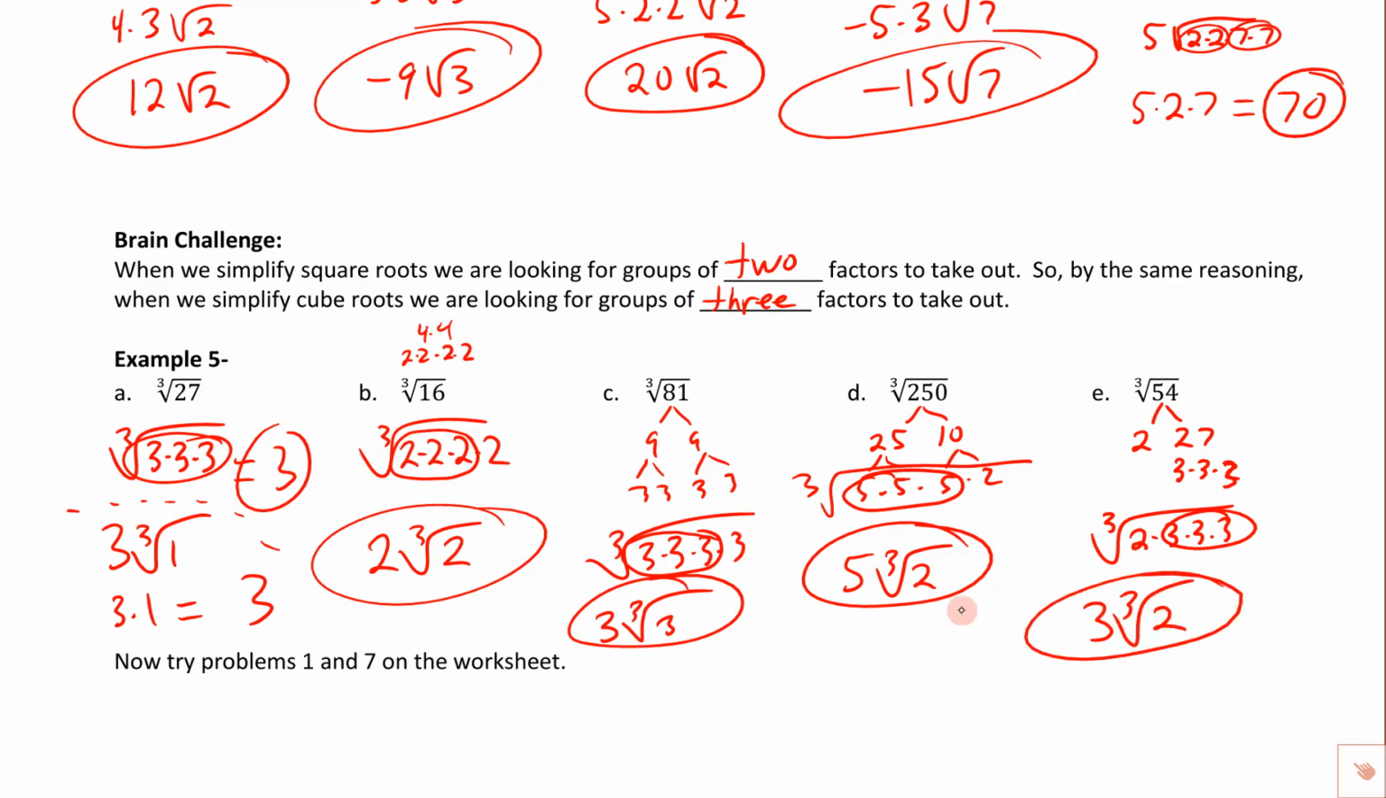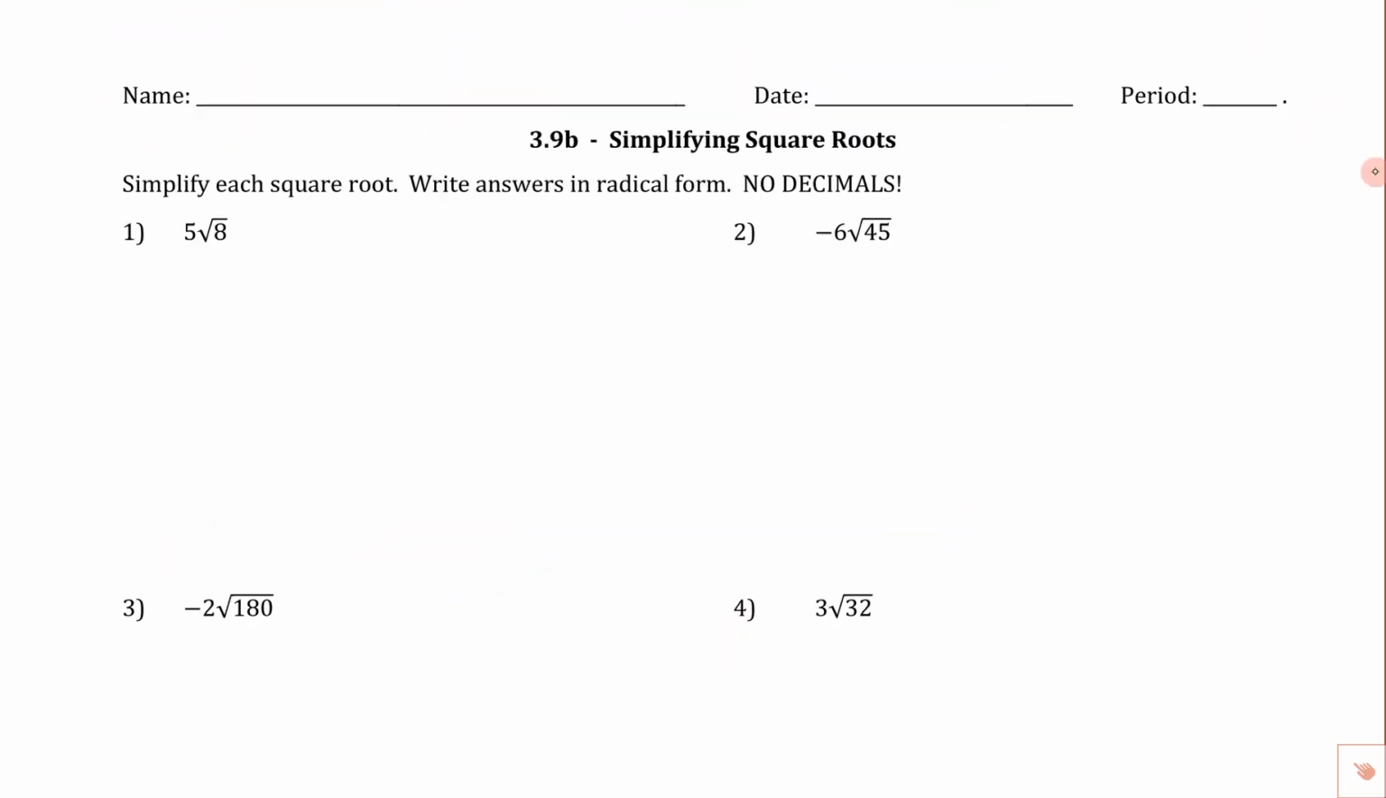Okay, we're going to take a look at problems 1 and 7 from your worksheet today. Alright, so I've got the worksheet up here. The instructions for 3.9b, simplifying square roots. It says simplify each square root, write answers in radical form, no decimals. Okay, so we want to write this in exact form. We're not throwing this in a calculator and getting a decimal approximation for this.